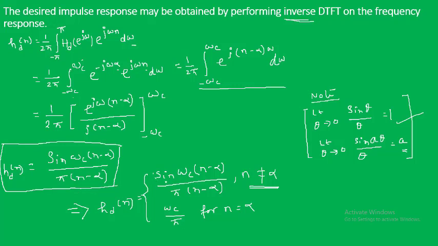So this particular portion, taking 1 by alpha aside, if we take n minus alpha as theta, we get sine omega c theta divided by theta. So the limit as theta tends to 0 of sine omega c theta by theta gives us omega c, and we have kept 1 by pi aside. So for n equal to alpha, we get omega c divided by pi. That is the value of hd of n. This step is very important.